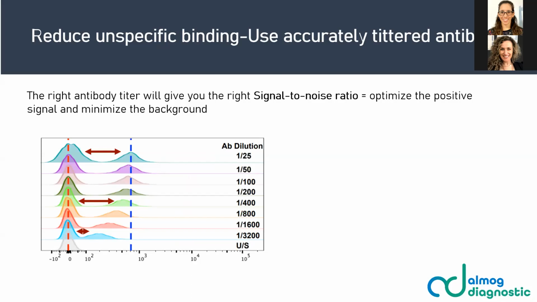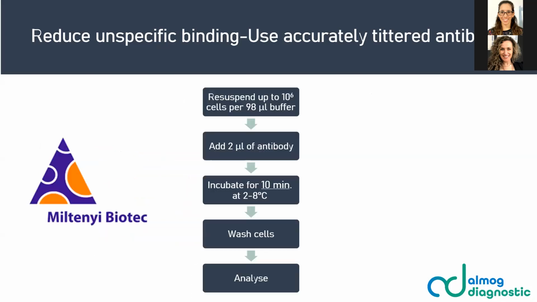There are many antibodies in the market that are already titered and calibrated, like Miltenyi's antibodies. You do not have to perform any additional calibration, any additional titration. You just add 2 microliters of antibody for up to 1 million cells. You incubate your cells for 10 minutes and wash your cells, and you can analyze them on the flow cytometer.